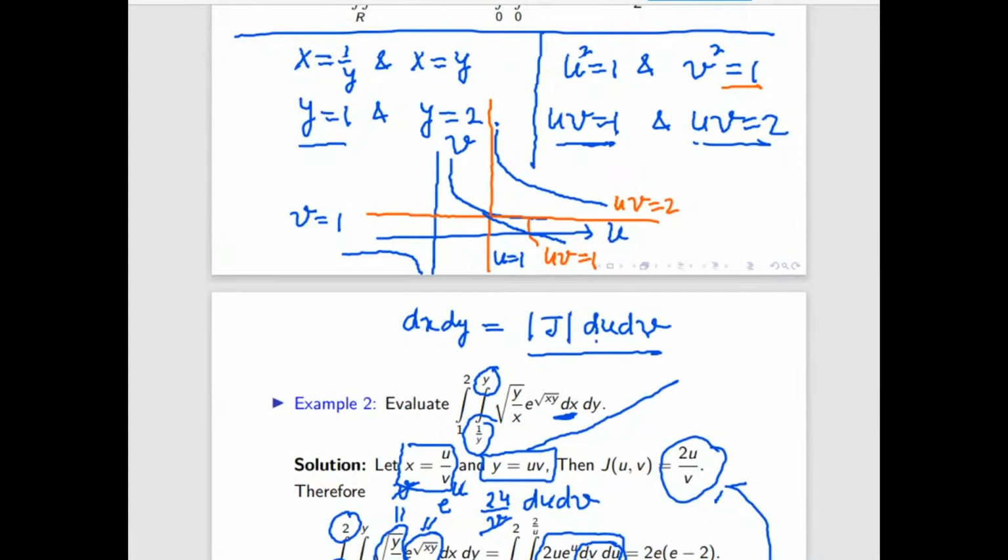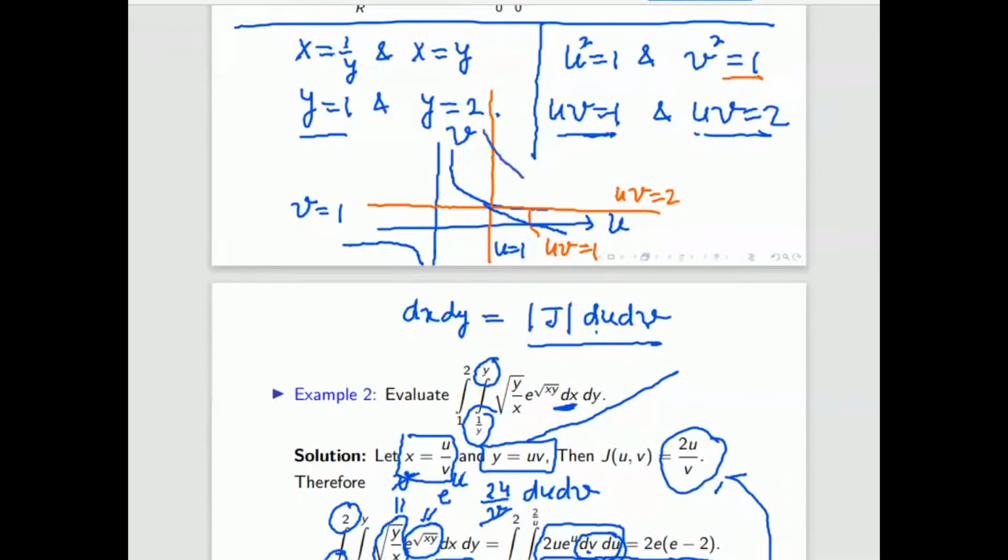So now can you tell me what will be the region of integration? Will this hyperbola cut u equal to 1 or v equal to 1? The hyperbola uv equal to 2 will cut u equal to 1 and v equal to 1? Yes or no? Yes, sir. So it will cut, so the picture will be something like this. So I'm just erasing this one. It will go like this. This is uv equal to 2.